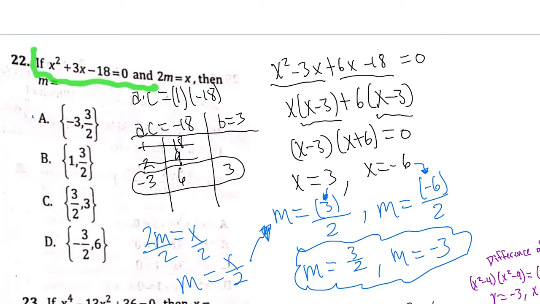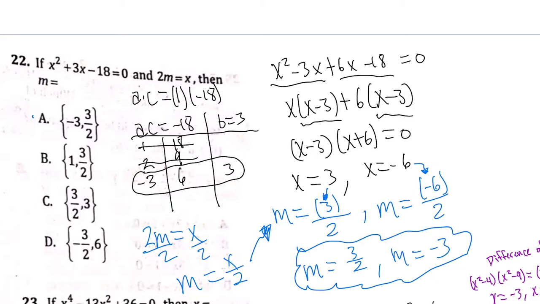If you remember, we are using the AC method to factor. If x squared plus 3x minus 18 equals 0 and 2m equals x, then m equals what? We had to solve for AC, find our two factors, which we found here: -3 and 6. And then 2m is equal to x. We just solve for m, so we divide both sides by 2. So m equals x over 2.